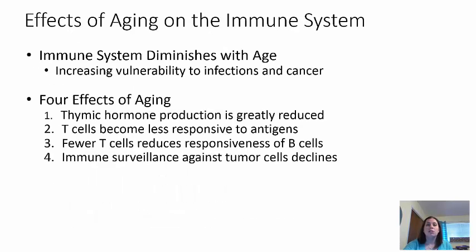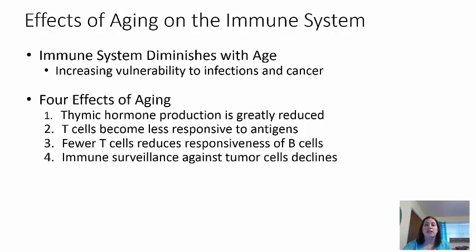The last thing we want to look at is the effects of aging on the immune system. As we get older, we see our immune system, just like most of the systems in our body, starts to deteriorate or decrease. So when we see immune system diminishing with age, we see an increase in your vulnerability to infections and even cancer, okay? Because remember, your immune system a lot of times catches cancer cells before they become a problem, and so you don't see that develop until later in life.